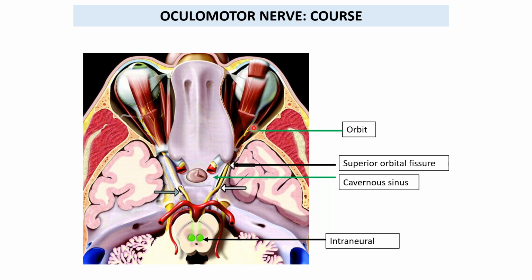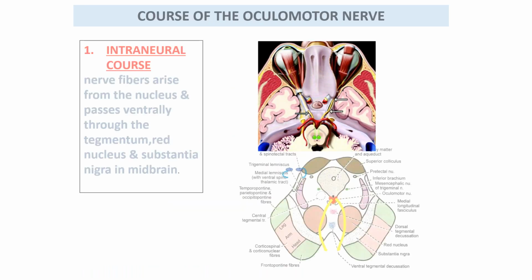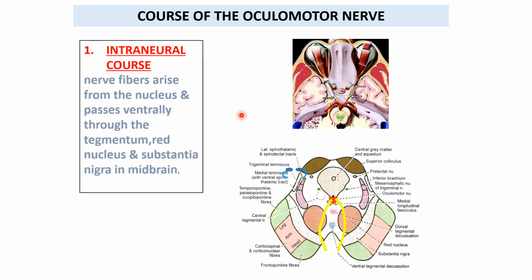And when it enters into the orbit, it supplies the major part of the extraocular muscle, except the superior oblique and lateral rectus. So this is a course in brief of the oculomotor nerve. This I've just described, how it was arising from the intraneural part, from the midbrain level. And this is again the cut section, which again you will do in the neuroanatomy in detail, that how it arises from the nucleus. This is the fiber of the oculomotor which is coming out from the midbrain.